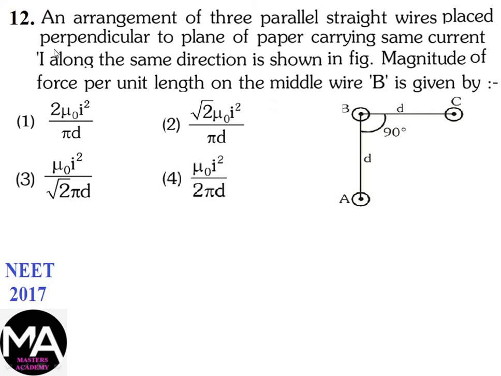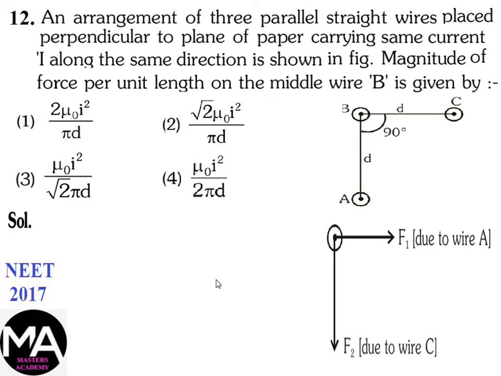Next problem. An arrangement of 3 parallel straight wires placed perpendicular to the plane of paper carrying the same current I along the same direction is as shown in the figure. Magnitude of force per unit length on the middle wire B is given by. So, the diagram is as shown here. It is also from NEET 2017.